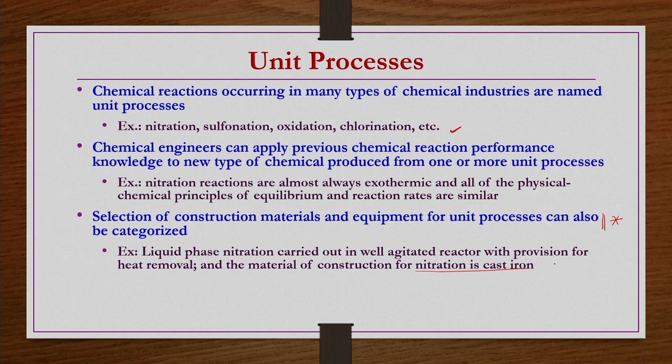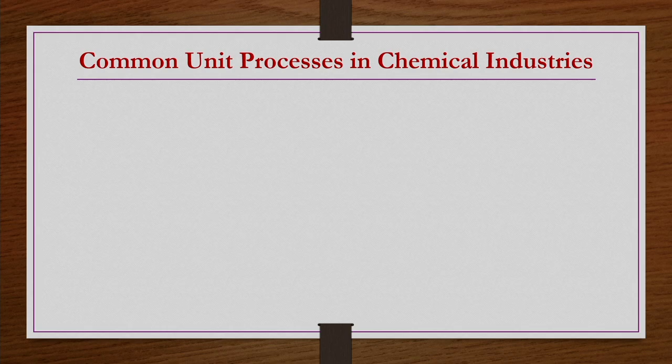But if the reaction is occurring at high temperature and pressure, then the material of construction for such a reaction, if you are using cast iron, may not be good enough. Okay, now quickly we see common unit processes in chemical industries.